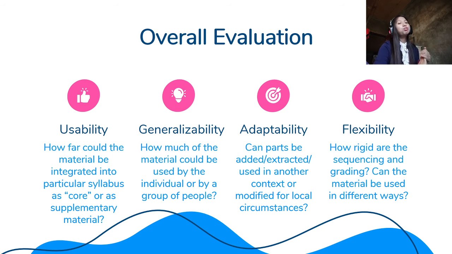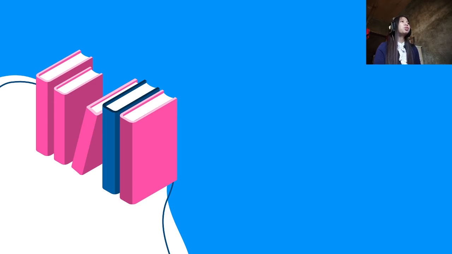Okay, and the last for overall evaluation is flexibility. It should answer this question: how rigid are the sequencing and grading? So is it too hard or too easy, too difficult? Can the material be used in different ways? Okay, so that's another brainstorming to do. Okay, so I already provided you one research, and I also researched. There are actually a lot of researches about evaluating an instructional material. So the one I provided earlier is very local here in the Philippines, especially here in Mindanao. Okay, that's a research from MSU Marawi.